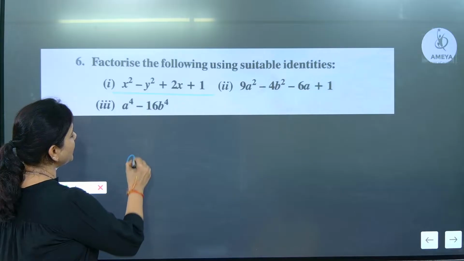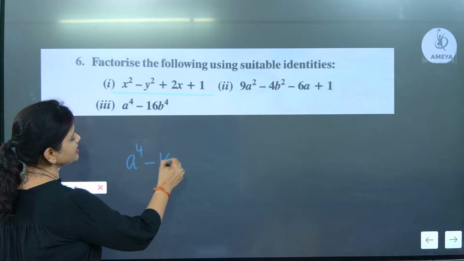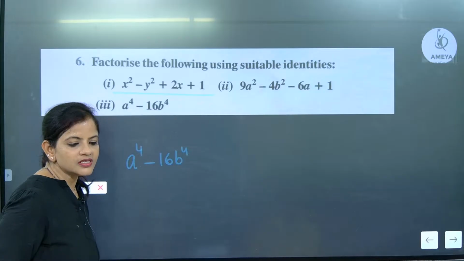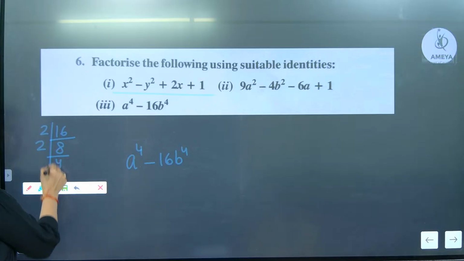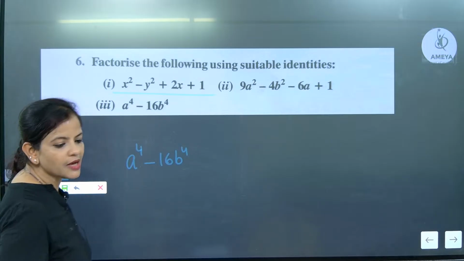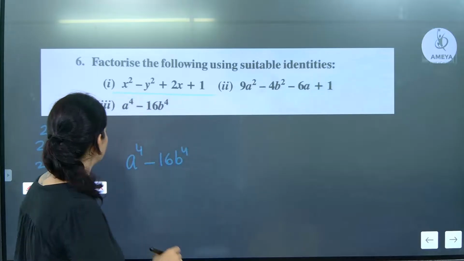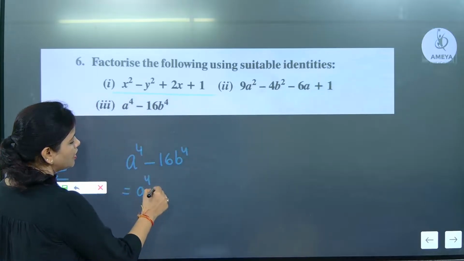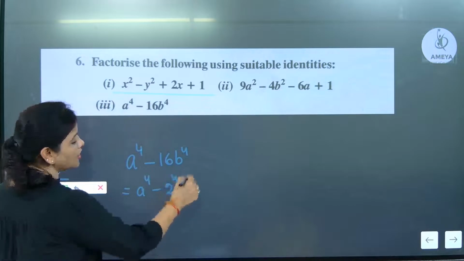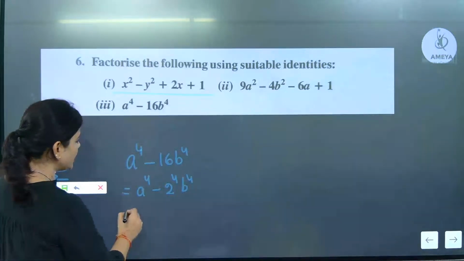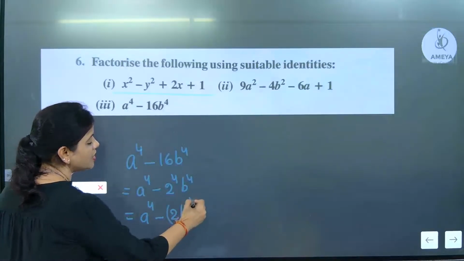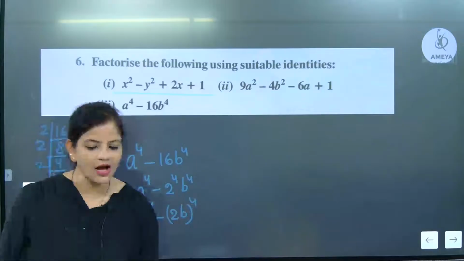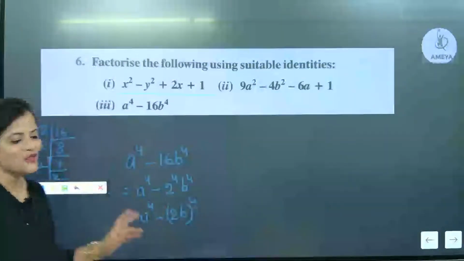The next part is a to the power 4 minus 16 b to the power 4. First we are going to find the factors of 16. What is the factor of 16? It will become 2, 8, 2, 4, 2 and 2. So 2 is coming 4 times. So it will become a to the power 4 minus 2 to the power 4 b to the power 4. So we can write here a to the power 4 minus 2b to the power 4. Understood?